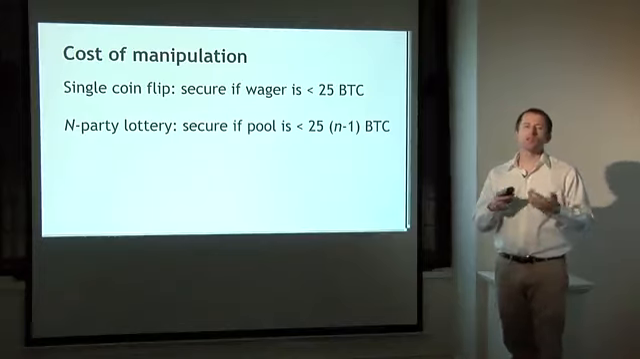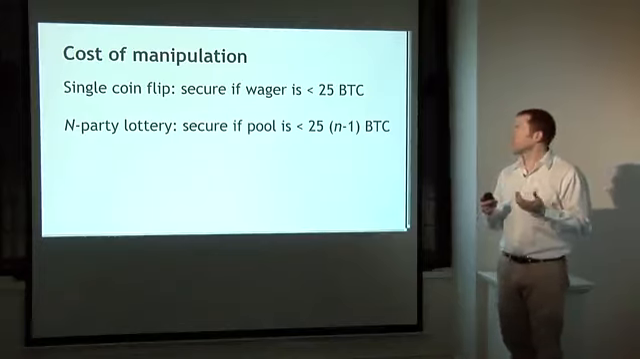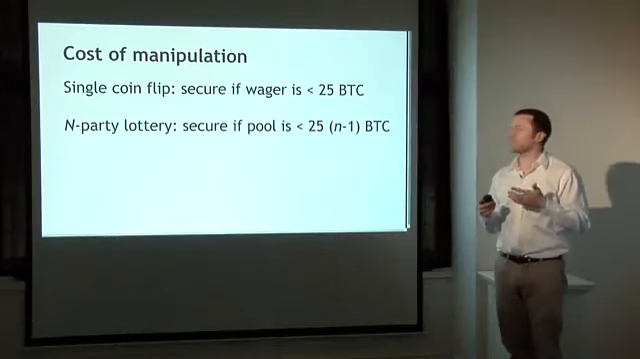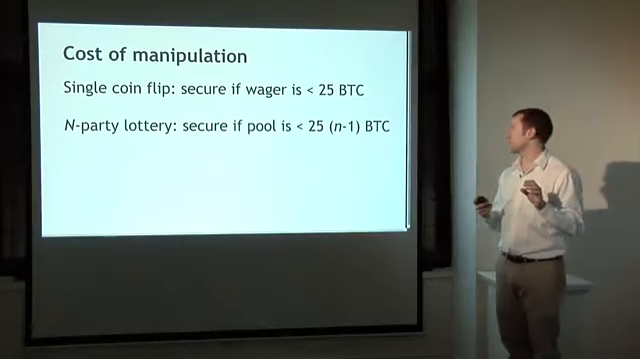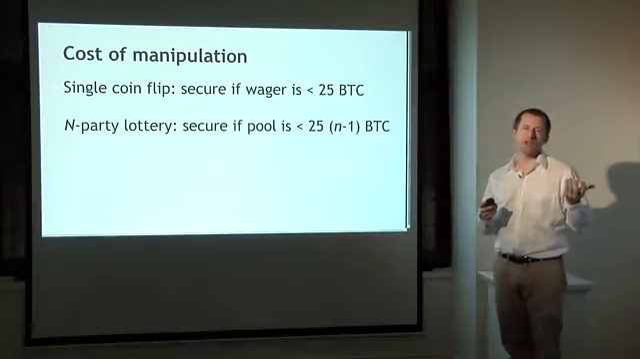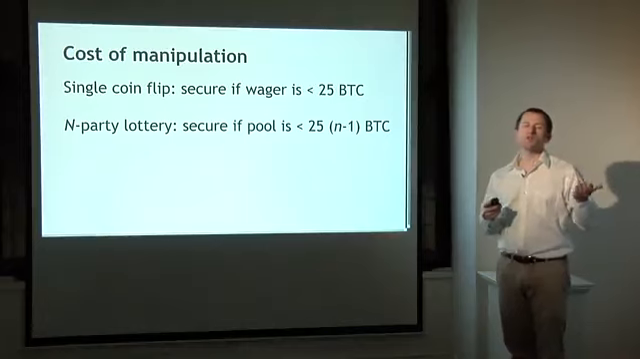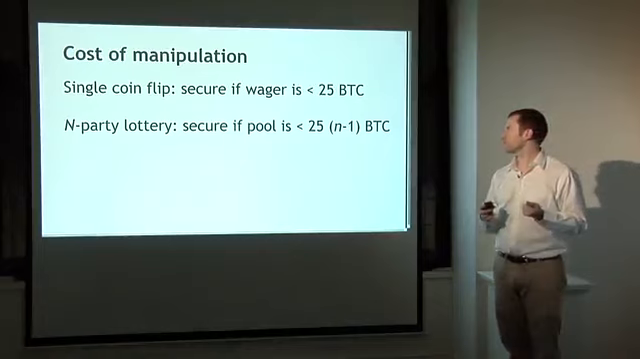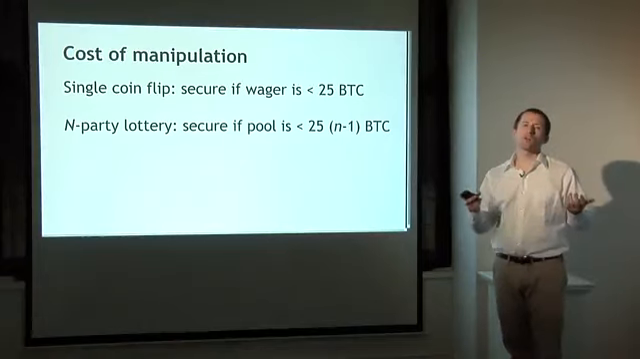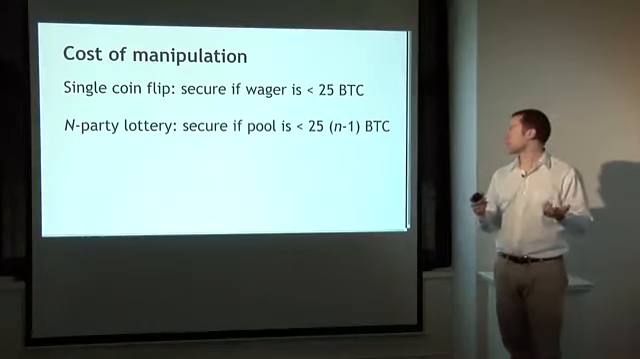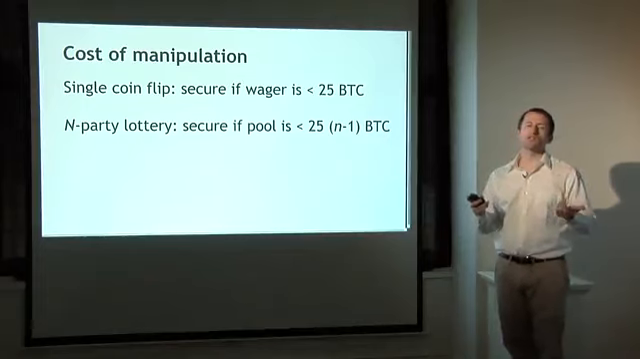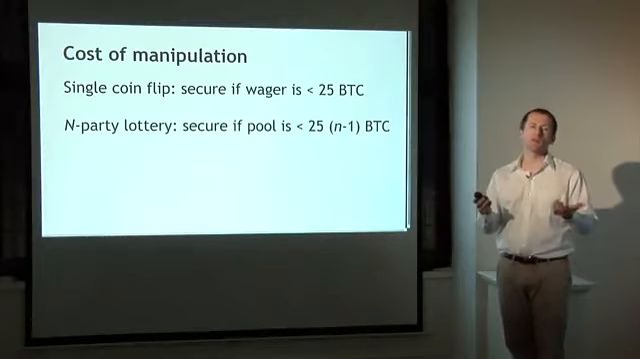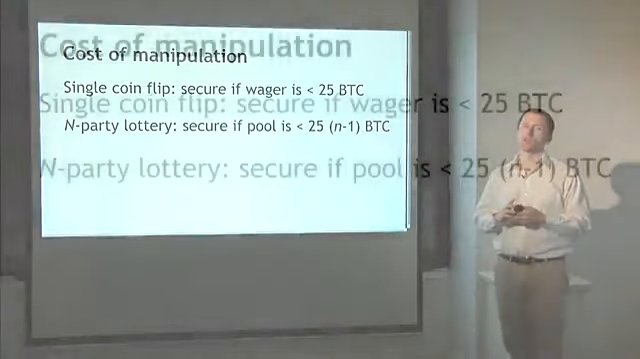So say that you're doing a single coin flip. Like I said, the expected number of blocks that you are going to lose the reward for is 1 over p minus 1. And with a single coin flip, p is just a half. So you'll get that you have to discard about 1 block on average and eat that whole 25 Bitcoin cost. And if you have an n-party lottery where it's fair between all n parties, it's going to be 25 times n minus 1 Bitcoins. So this process will be secure as long as the amount that you're betting is less than that cost of manipulation.